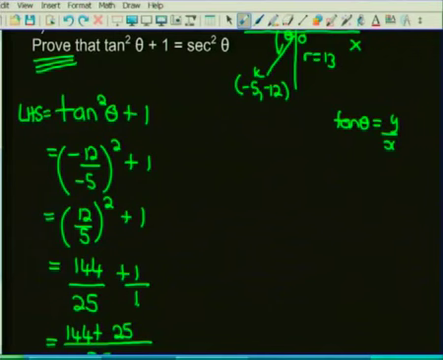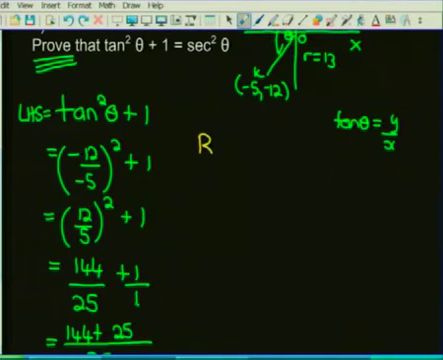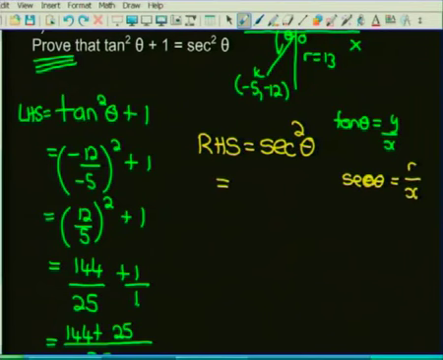So let's go up to the question again. And now we're going to work with our right-hand side. I'm going to change the color pen so it's clear where I'm working with which one. So on the right-hand side, we have sec squared theta. Now, sec by definition is the reciprocal of cos, so it'll be r over x. So the r value was 13, and the x value is minus 5, and we have to square it.